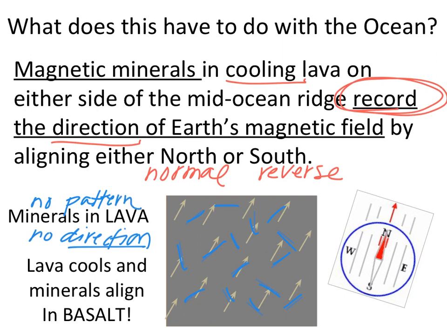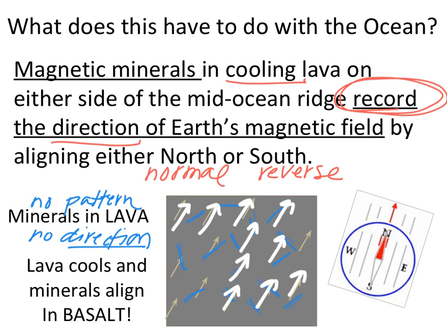However, as the rock cools and becomes a solid, we now notice that the crystals start to align. And again, they're aligning based on the direction of the magnetic field. So as the lava cools into basalt, those crystals go from having no pattern to all being aligned in one certain direction. Make sure you draw an example of what the minerals look like on the right there, both in lava when it's molten and solid when it's cooled into basalt.